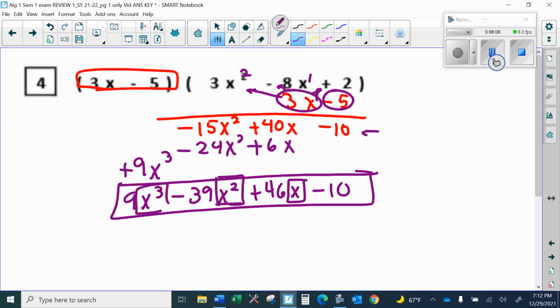Now, when you're doing it on the Edge of Alaska, if you miss one of these terms, the 9, the negative 39, the 46, or the negative 10, you miss one of those, they aren't going to give you credit. Or they have a different answer as multiple choice and you pick the wrong one.